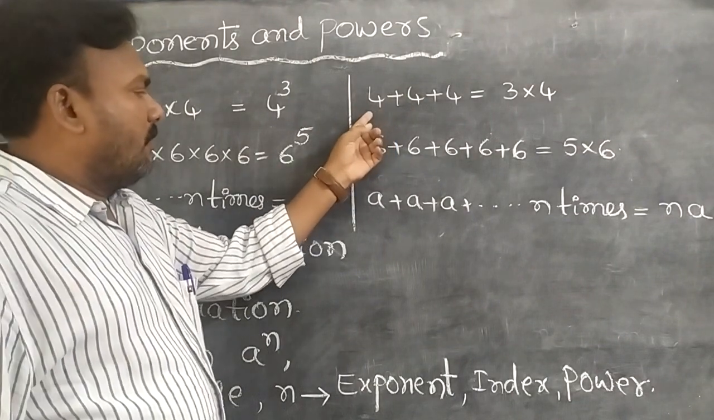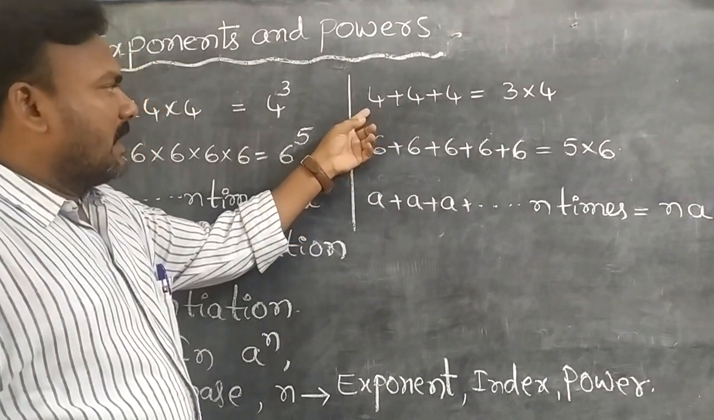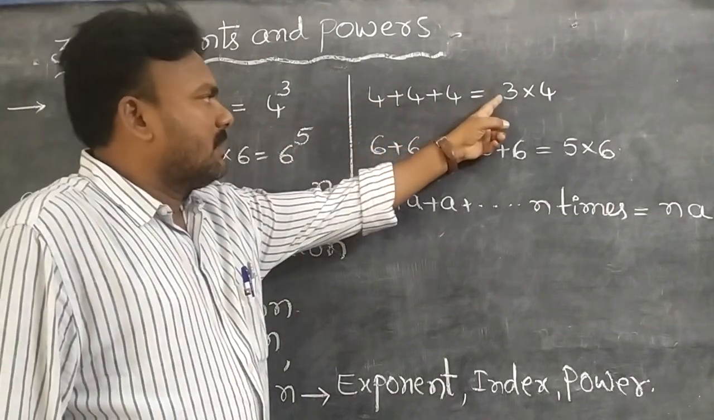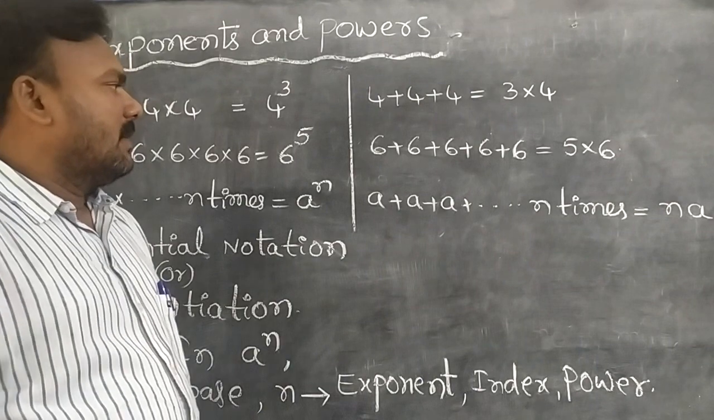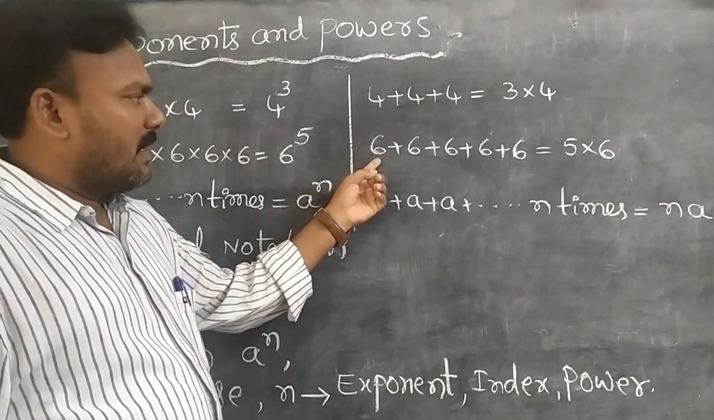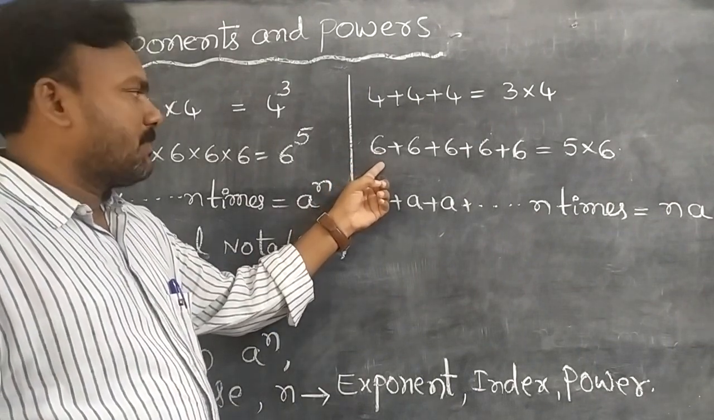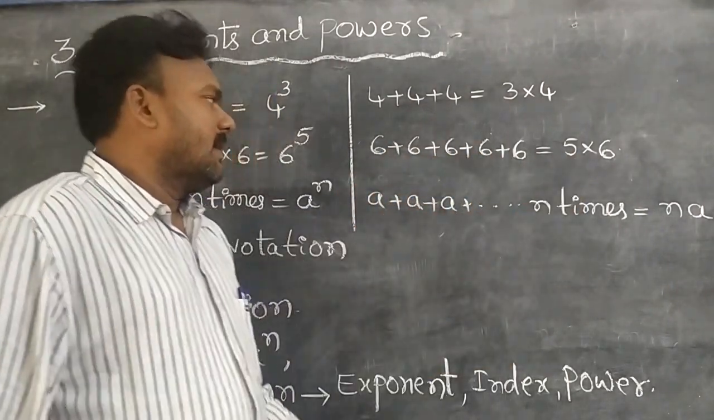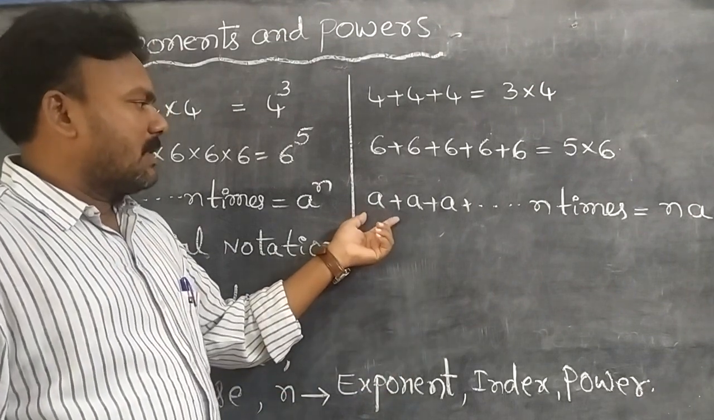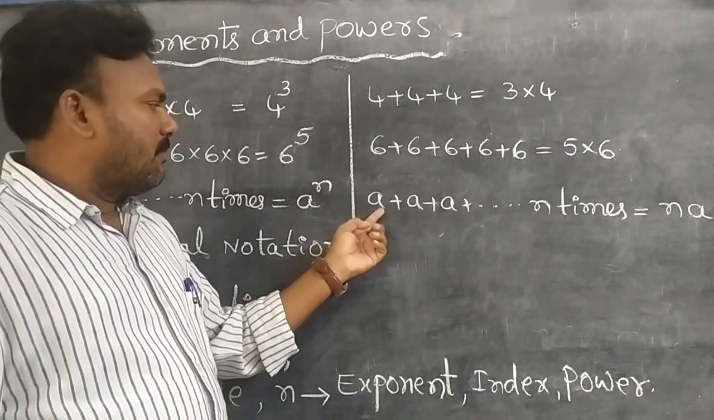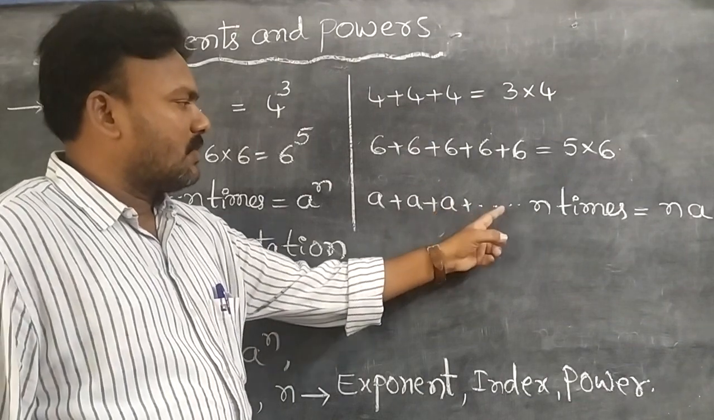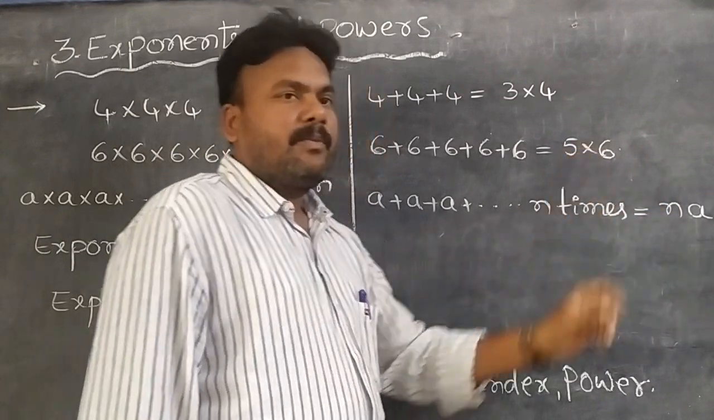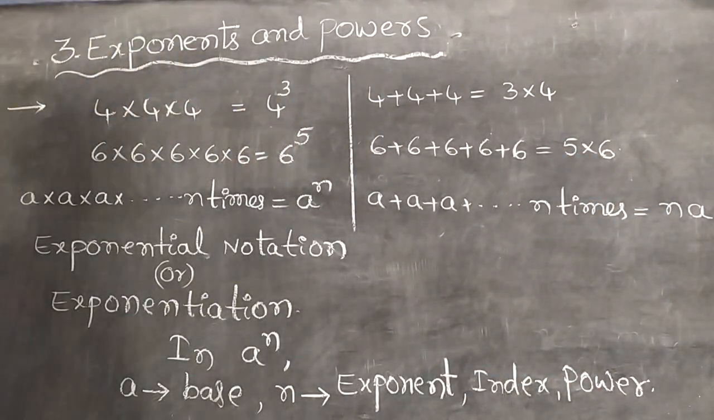So observe, students, the summation of 4 expressed 3 times: 4 plus 4 plus 4 equals 3 into 4. And the summation of 6 five times: 6 plus 6 plus 6 plus 6 plus 6 equals 5 into 6. Same as this, A expressed n times: A plus A plus A and so on n times equals n into A, like this example.